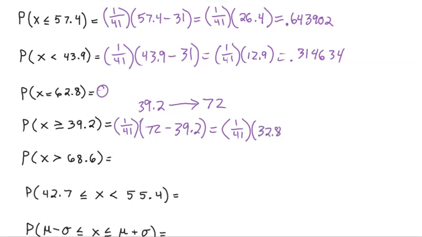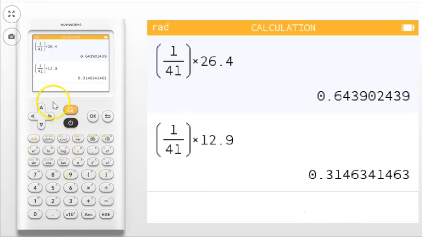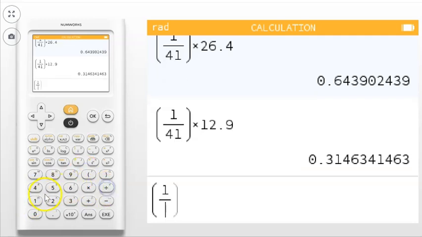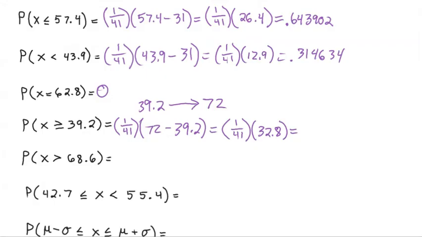And you can verify that in the calculator if you want to, okay? Now we're going to move over to the calculator and we're going to do 1 over 41, close parenthesis, times 32.8. That's going to give us 0.8. That's an easy one. And that's just going to be 0.8, okay?